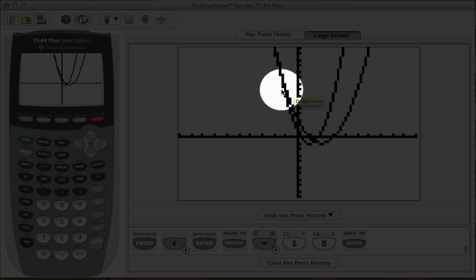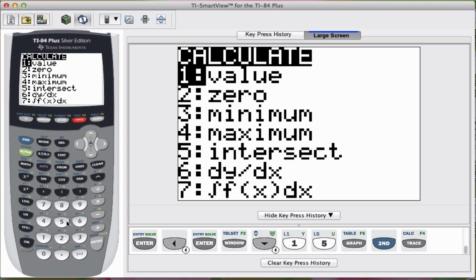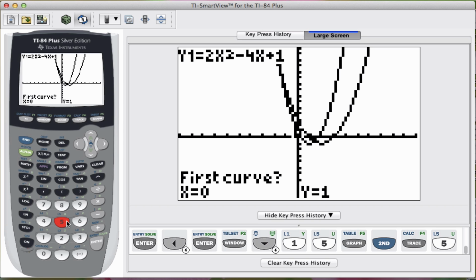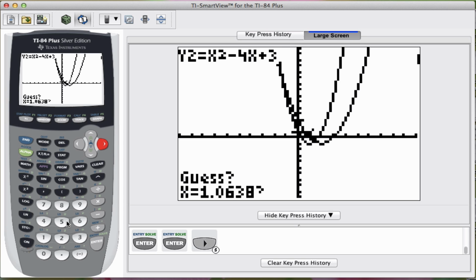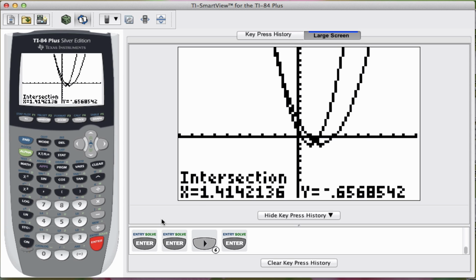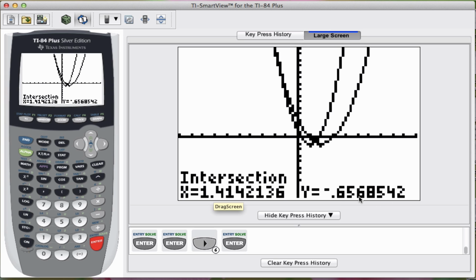Okay, so we found this point of intersection. Now I'm going to find this point of intersection. So I'm going to press second, calculate again, intersect. And it's going to say, is this the first curve? And we're pressing enter. Is this the second curve? We're pressing enter again. And now I'm using my right arrow and I'm moving closer to where I think the point of intersection is, which is going to be my guess. And I'm going to press enter a third time. And it tells me this point of intersection is 1.414, negative 0.657.